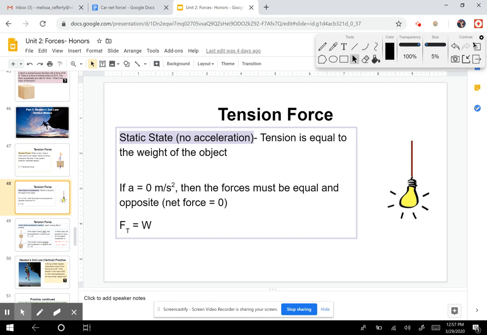So in a static state, which means no acceleration, tension would be equal to the weight of the object. So in this case, tension, Ft, is equal to the weight pulling down on this light. So this just means that there's no acceleration. The light could still be moving up or down. It's just not accelerating. It's moving at a constant velocity. Move on to the next slide.